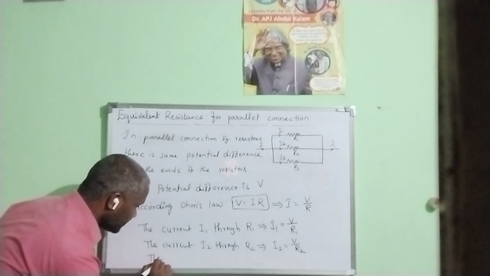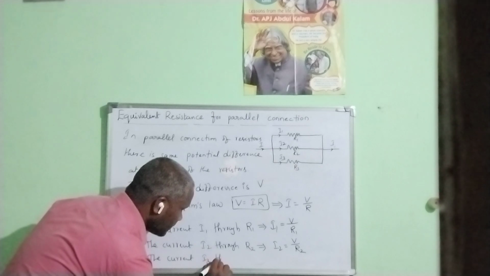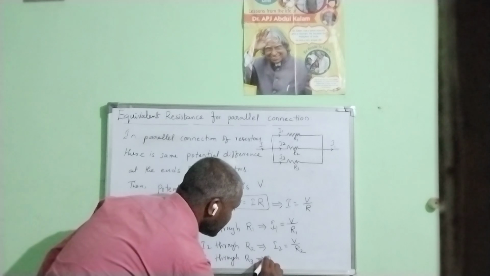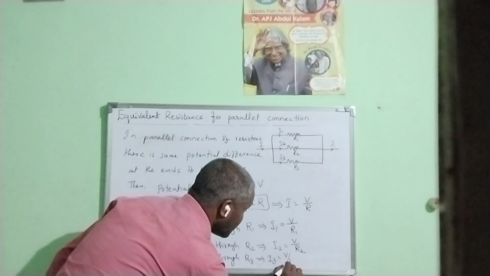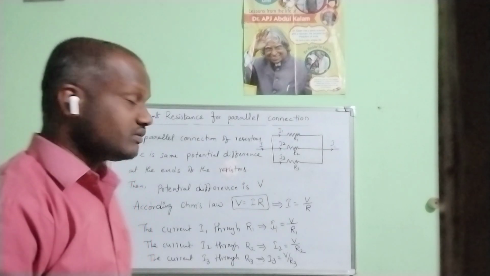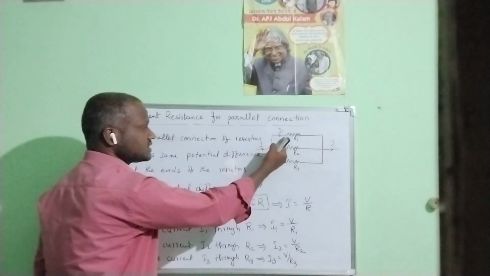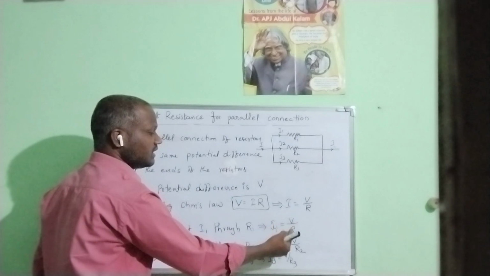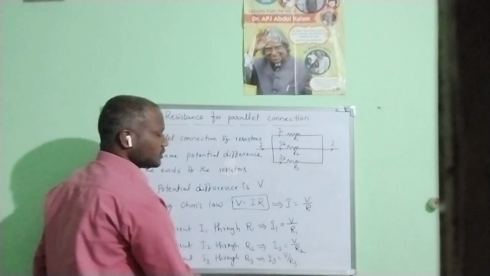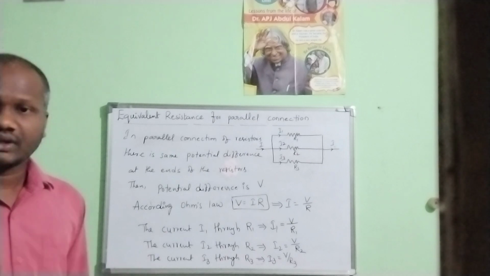And in a similar way, the current I3 through R3 is given by I3 is equal to V by R3. So with the help of the circuit we are writing the current formulas: current passing through the resistance R1 is V by R1, current passing through the resistor R2 is V by R2, and current passing through the resistor R3 is V by R3.